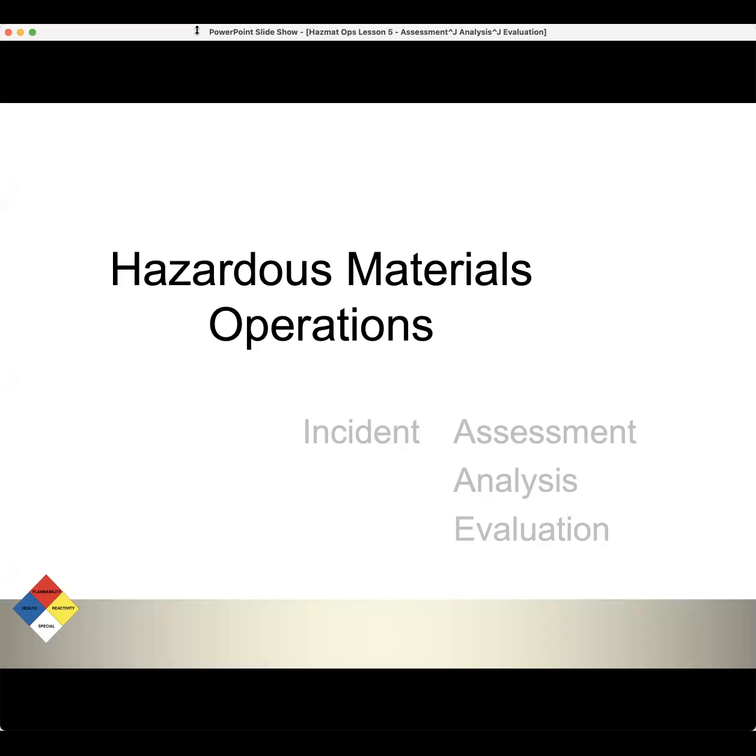All right, so tonight we're going to talk about how we're going to assess a hazmat incident. We're going to look at it, we're going to view it, we're going to figure out the terminology and the possible situations we can experience. And then we're going to analyze that situation and evaluate what we can do about it.